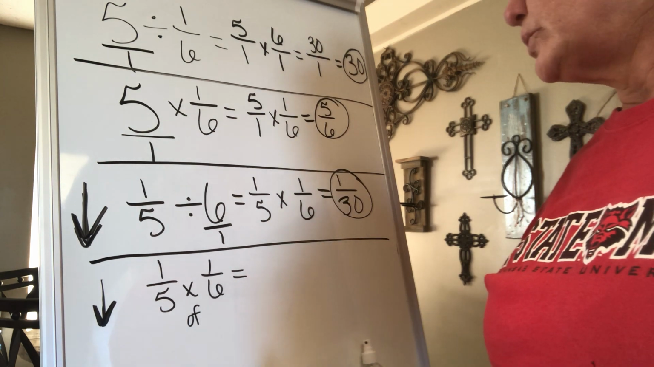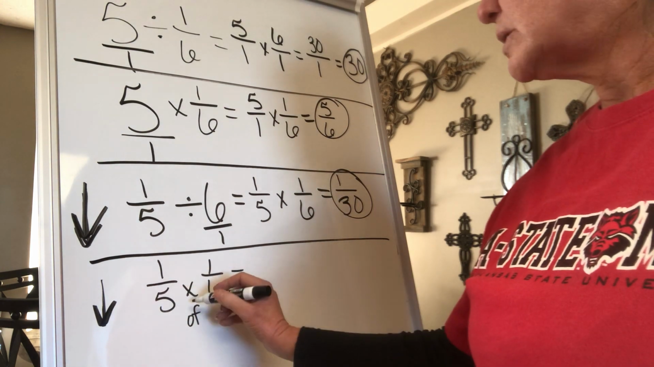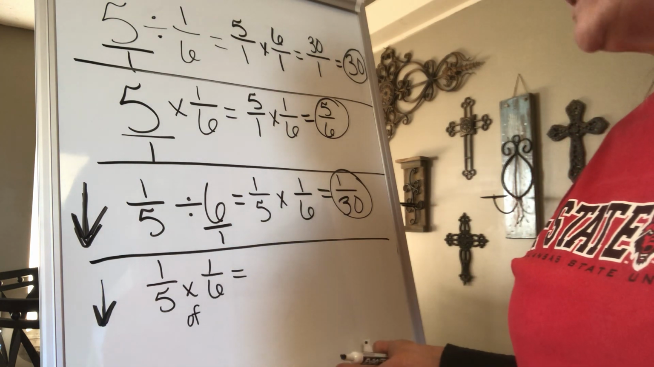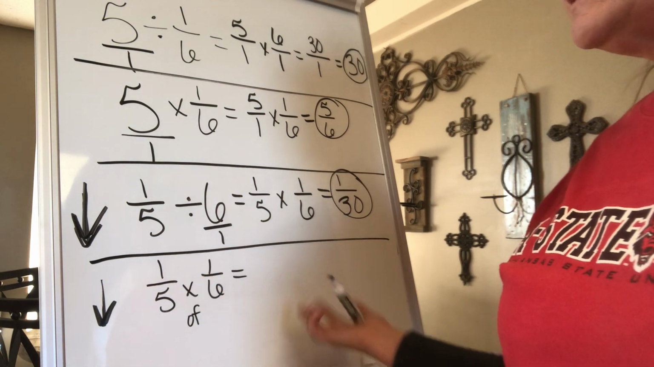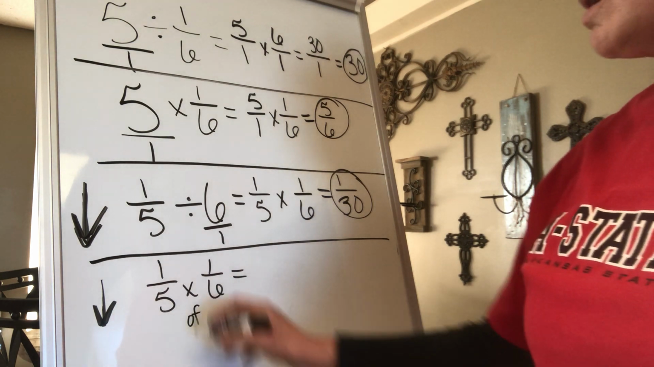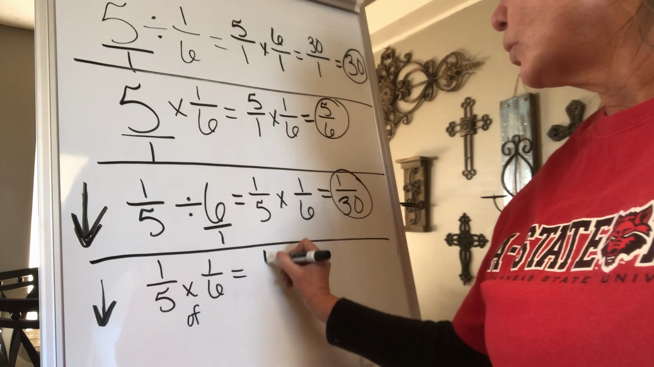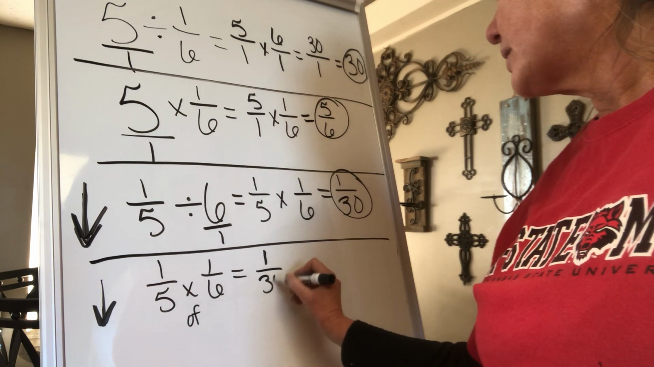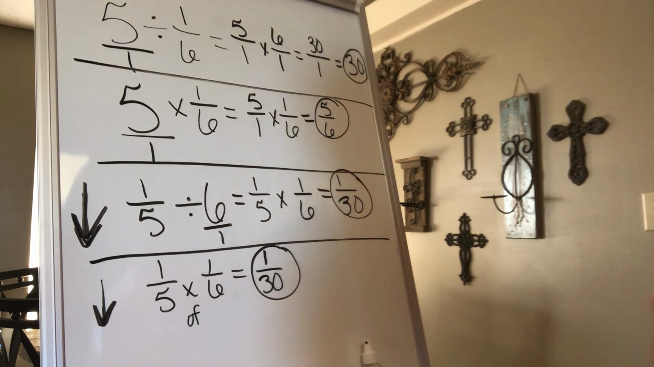And when I actually do the math, we are just multiplying, so nothing's going to flip. Both of these were already written as fractions, so we don't have to place anything over a 1. So we simply multiply straight across. 1 times 1 is 1. 5 times 6 is 30, for a total of 1/30. And that makes sense. We just said a few minutes ago that we knew mentally it was going to be less than 1.